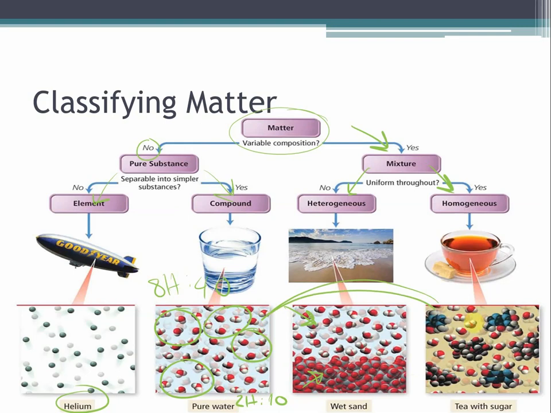But over here in my solution, I could take a sample from right here and it's all water. And I could take a sample from right here and that's just sugar. Those samples are not the same thing because this has a variable composition. From a distance, it all looks the same, but up close, it looks different. Here, it doesn't matter if it's from a distance or up close, it looks the same everywhere.